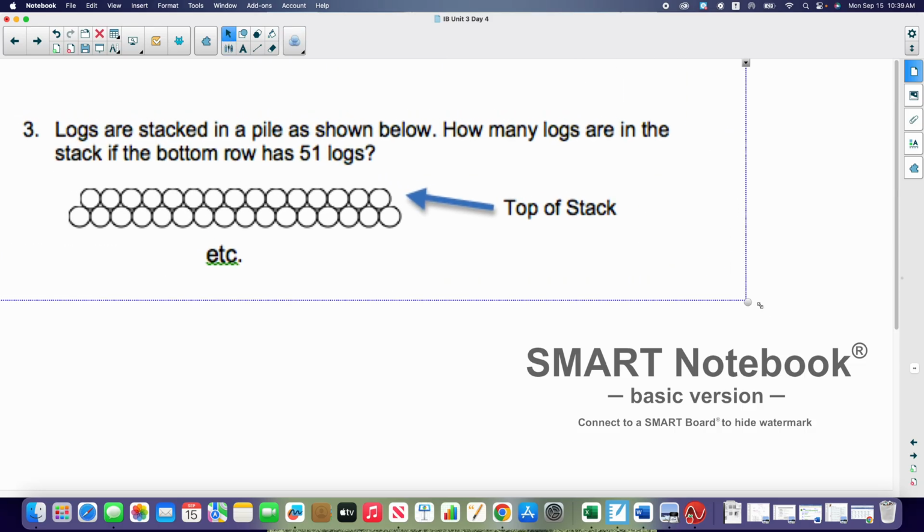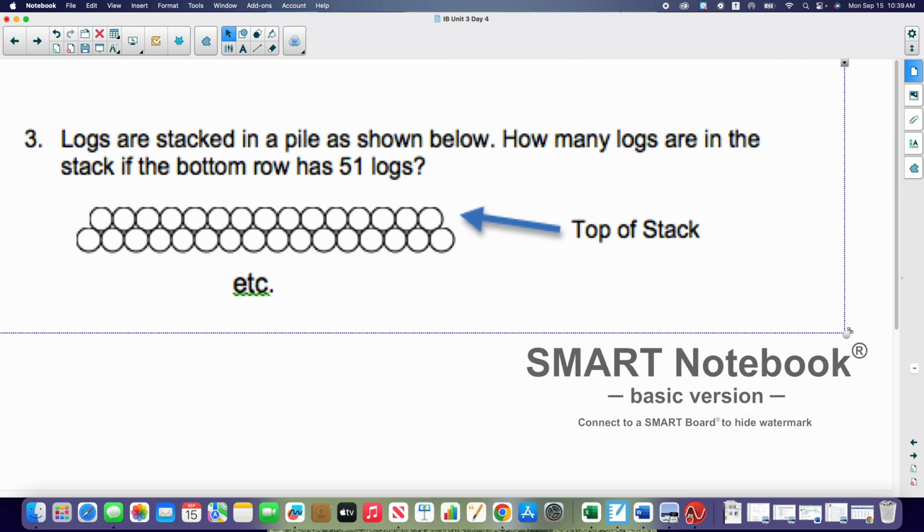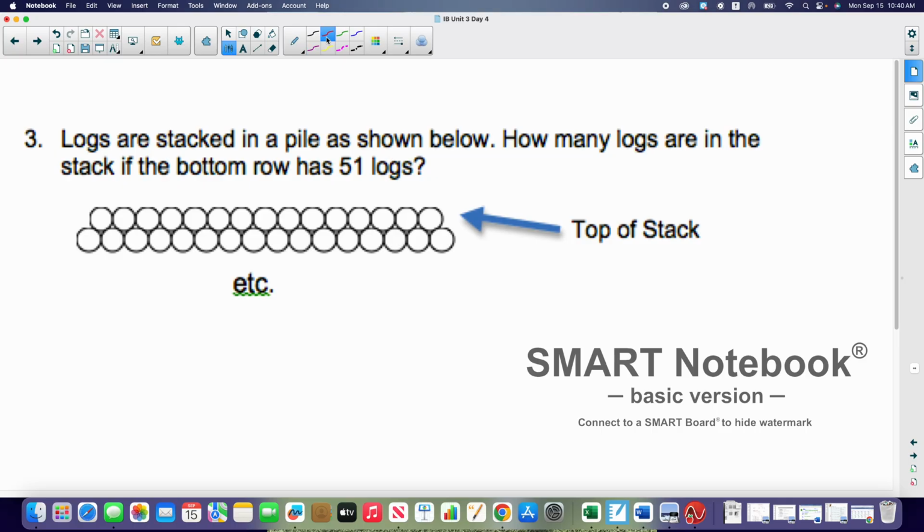Give you a chance to look at this one, then we'll discuss again. It's not, that's just the top of it. Okay, so that's kind of some of the things we're going to have to figure out.